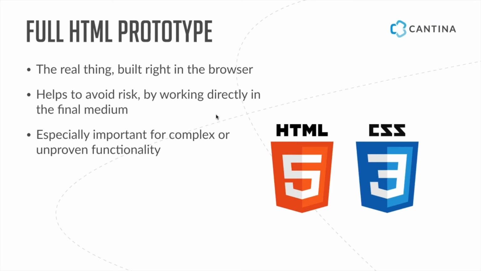And then finally, we get to our last output. This is the full HTML prototype. Comps and early prototypes aren't in the final medium, and so there's always an early risk that they're going to miss something. A full HTML prototype is the real thing built and rendered in the browser, which is where the site or app is ultimately going to live.